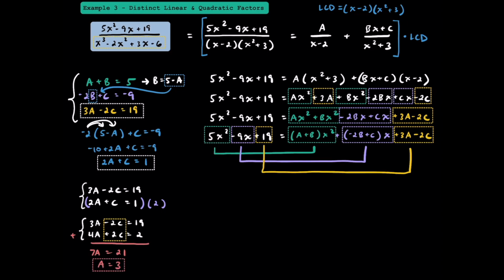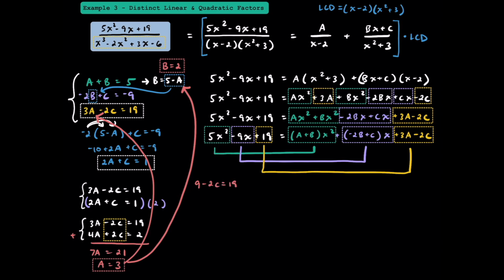Finally, we found one of our letters. Substituting a equals 3 right over here, we can say 5 minus 3 is going to be 2, so we can say b is equal to 2. Now we have our second letter. To solve for c, we can also plug in our a value of 3 right over here. In doing so, we're going to get 3 times 3, which is going to be 9, minus 2c is equal to 19. Subtracting both sides by 9, we're going to get negative 2c is equal to 10, and dividing both sides by negative 2, we'll get c is equal to negative 5.